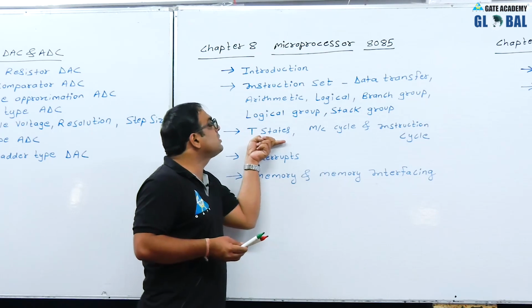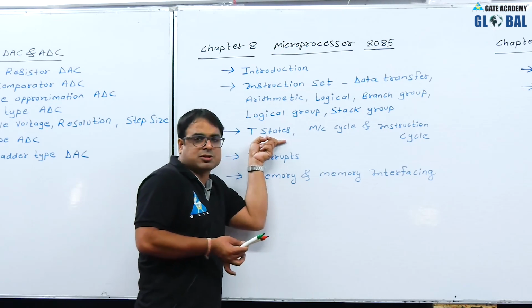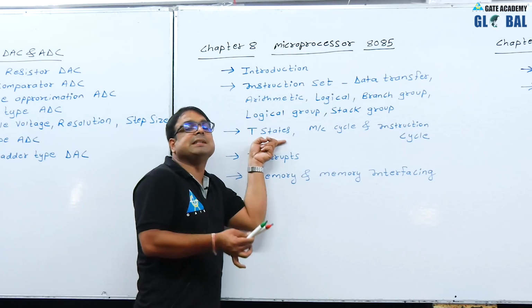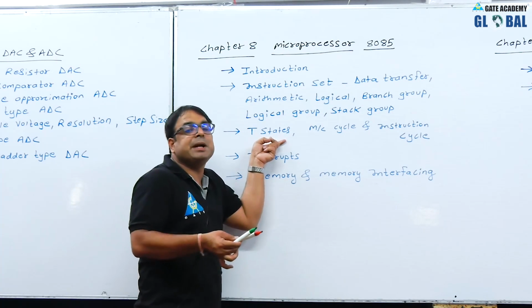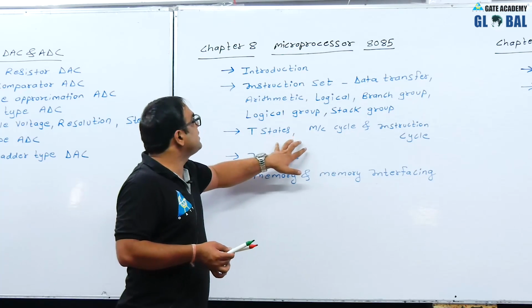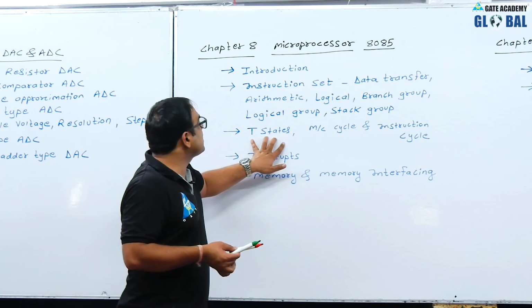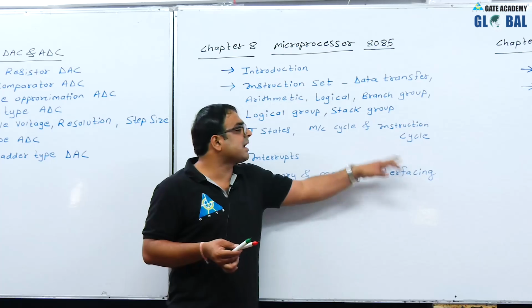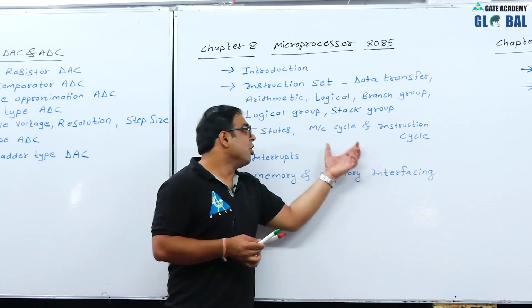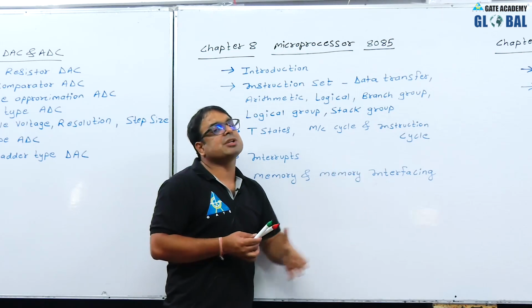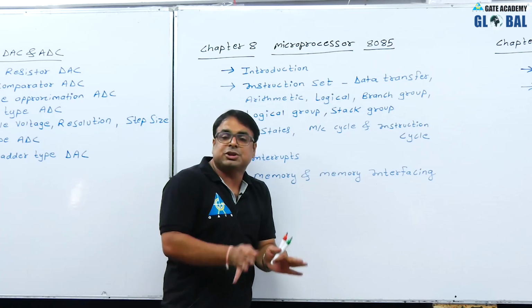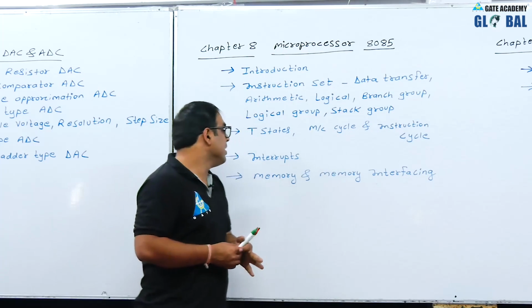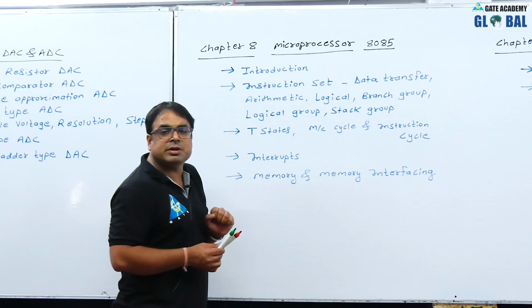Then immediately next we are going to discuss the timing issues. How much time a particular instruction takes, or how much time a program will take for the complete execution, which we will discuss in the topic T states, machine cycle and instruction cycle. Obviously this also again we are going to study in detail how to count time of any instruction or the complete program. Then interrupts also we are going to discuss.